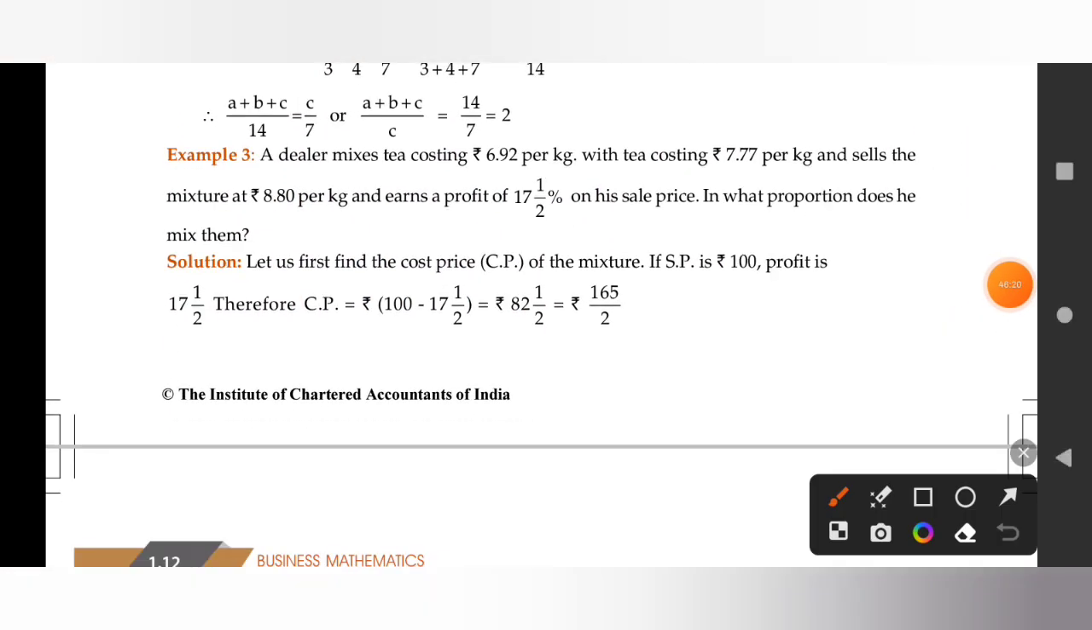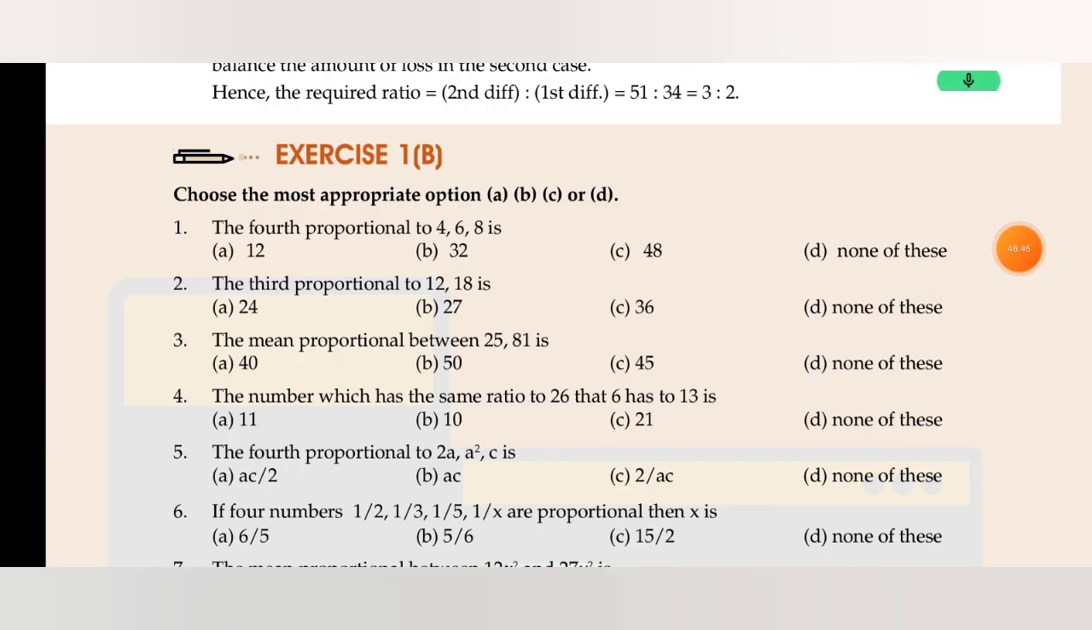Example 3. A dealer mixes tea costing 6.92 per kg with tea costing 7.77 per kg and sells the mixture at 8.8 per kg. Okay, all right. So hold on.